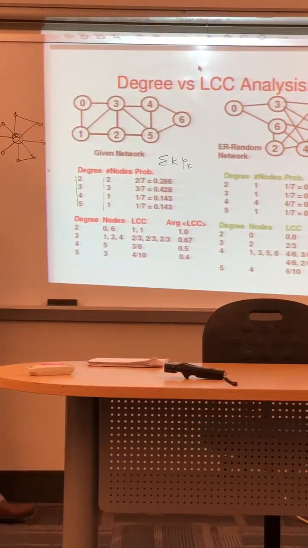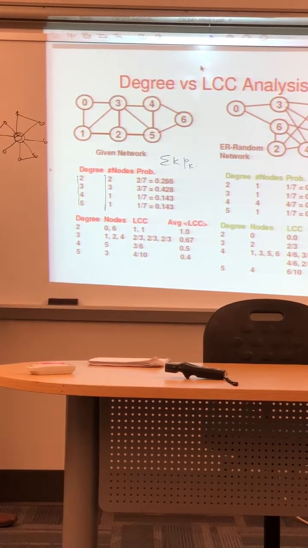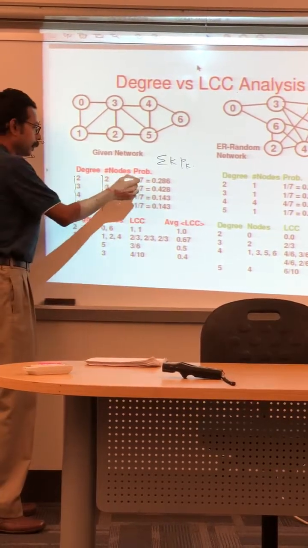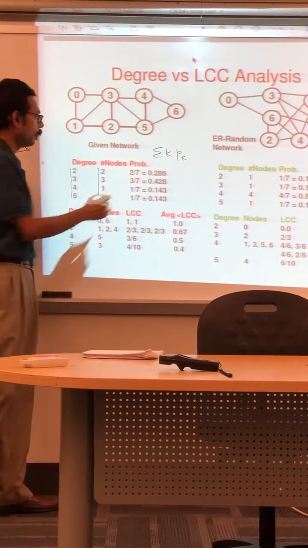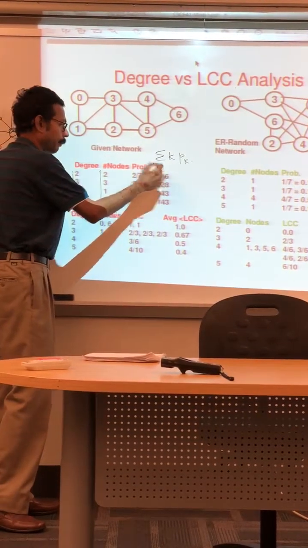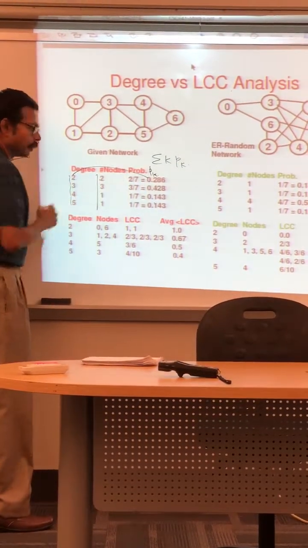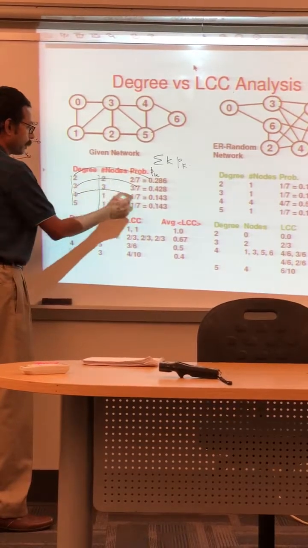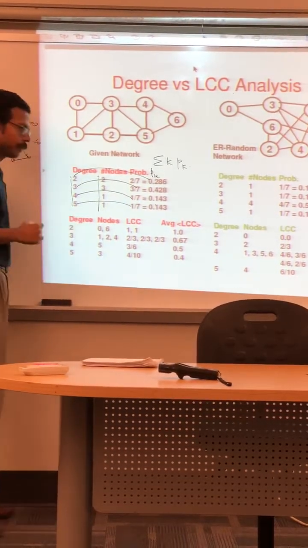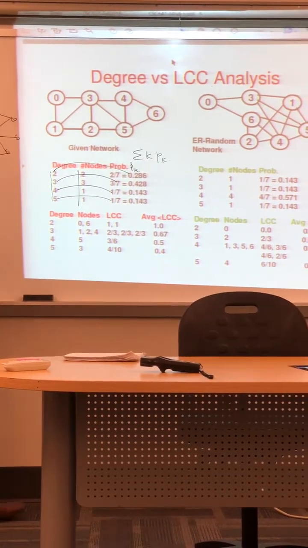So you get the count of the number of nodes with a certain degree, and then divide that count by the total number of nodes. That will get you the probability p_k for nodes with a certain degree. So then all you have to do is multiply 2 times 0.286 plus 3 times 0.48 plus 4 times this plus 5 times this. That's the weighted average, that's the average degree.